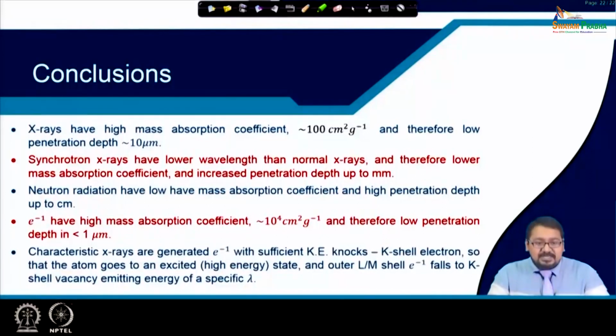So, the characteristic X-rays are generated by electrons of sufficient kinetic energy, which must be sufficient to knock down a K shell electron, so that the atom can go into an excited or higher energy state, and then the outer shell electrons from the L or M shells fall on the K shell to fill up that vacancy, generating energy of a specific wavelength, that is lambda.